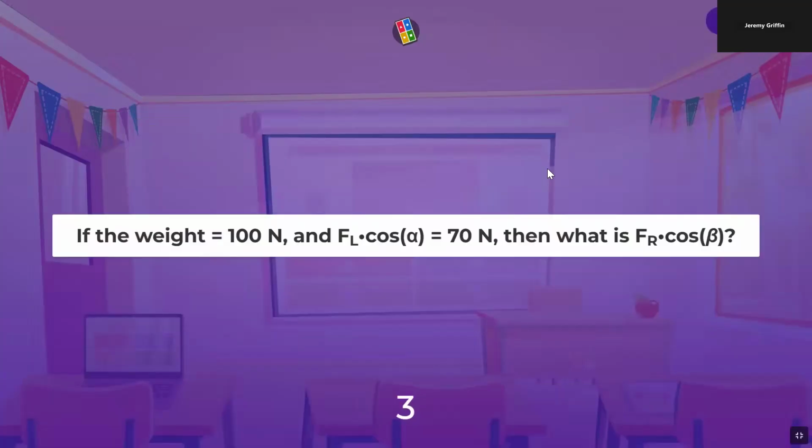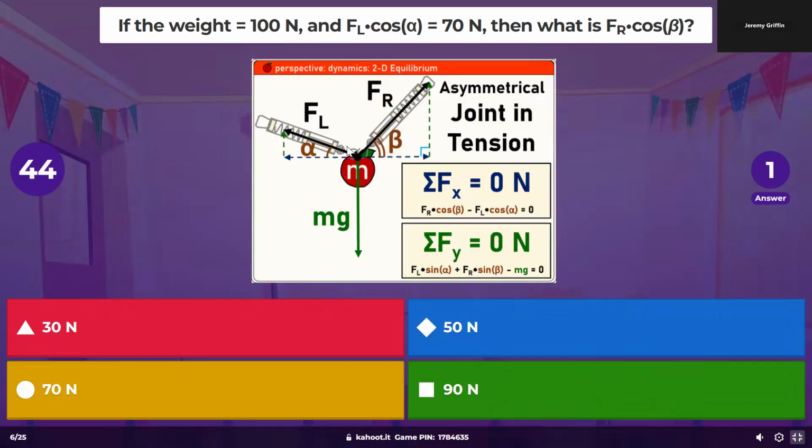Same scenario or maybe similar, but now FL cosine alpha is 70 newtons. So if this is pulling 70 newtons left, what's FR sine beta? How much is pulling right? Right now this is 70 left. How much is this to the right?